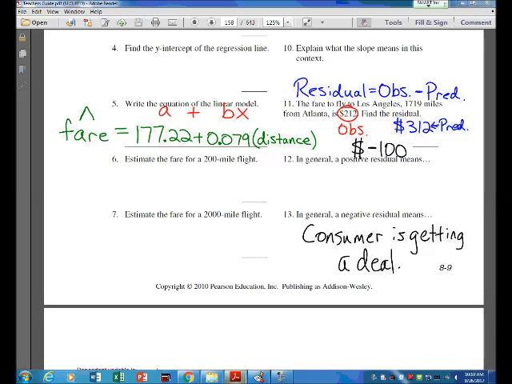Now, vice versa, if you look at 12, a positive residual would mean that your observed value, what you're actually paying, is more than the model predicts. That would mean the consumer is paying more than what the model is expecting. So that would not be what we want. We do not want a positive residual in this problem. That means we're overpaying compared to what the model expects us to. All right? So a lot of good stuff to talk about there.